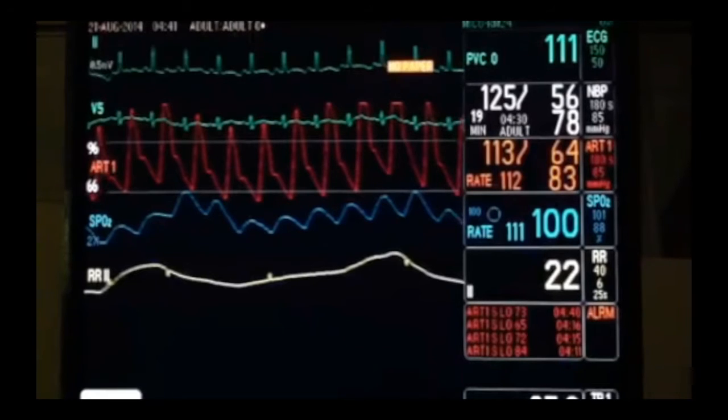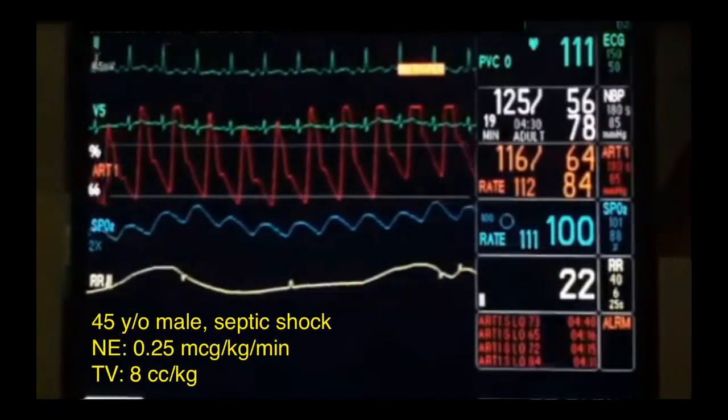So I had him take a look at the monitor and asked him, hey, what do you think? Think this guy would be volume responsive? And he took a look at the monitor and looked at me and said, well, yeah, look at his A-line. The tracing swinging up and down. He has pretty significant pulse pressure variation, which would suggest he's volume responsive. So take a look at the video and see what you think.